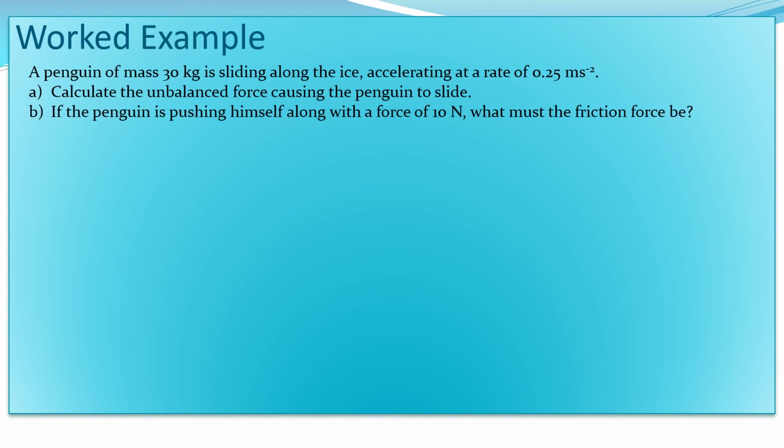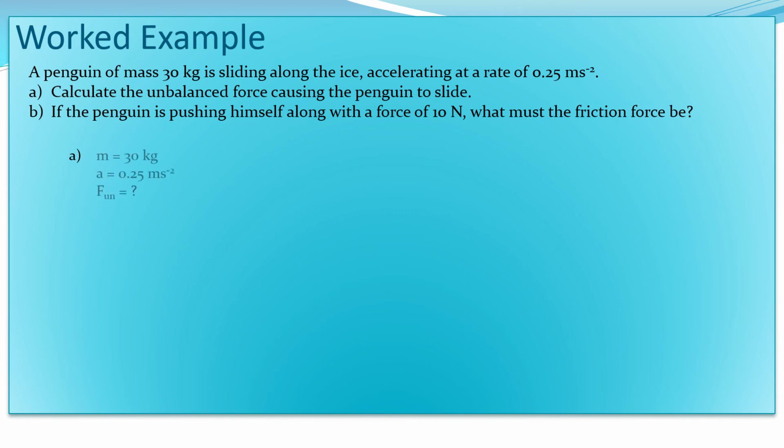We've got a penguin of mass 30 kilograms sliding along the ice, accelerating at a rate of 0.25 meters per second squared. First, we want to calculate the unbalanced force causing the penguin to slide. And second, if the penguin is pushing himself along with a force of 10 newtons, what is the friction in that situation? So first, A, we're trying to work out the unbalanced force.